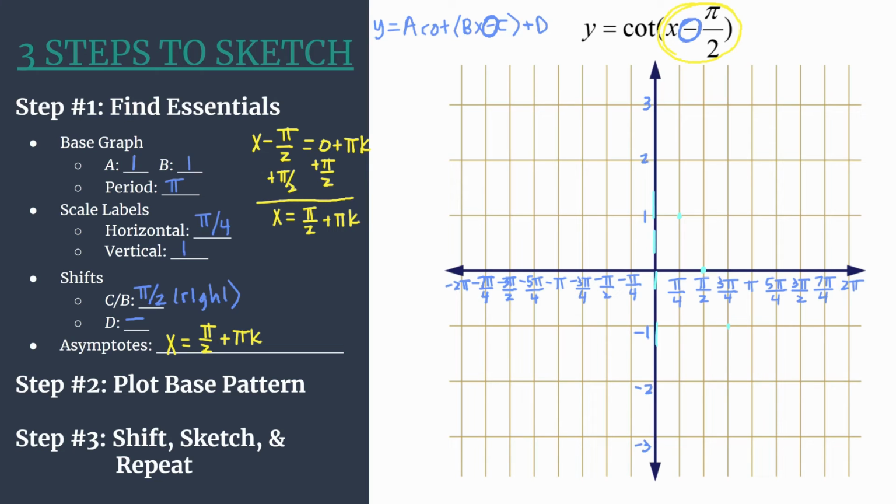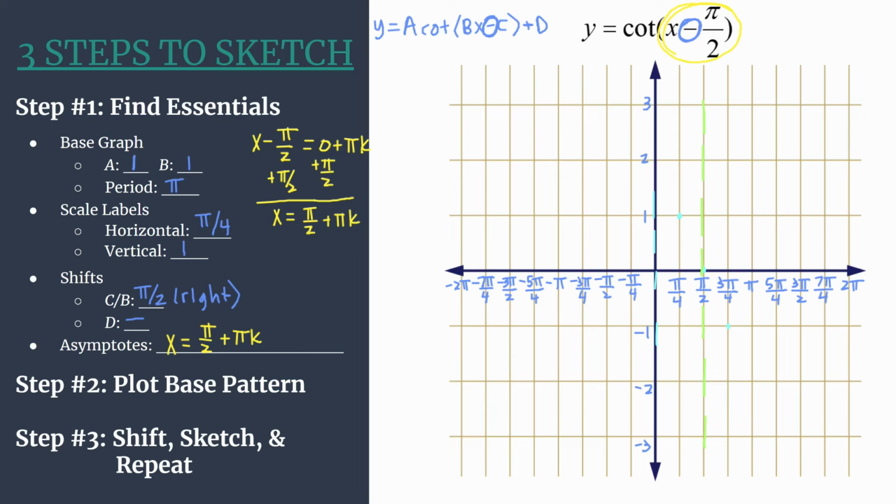All right, so for step 3, we shift, then we'll sketch in our curve and repeat. So take each of your points, including the asymptote, and all we're going to do is move everything right pi over 2 units, or right 2 horizontal tick marks. So starting with that vertical asymptote, move it right pi over 2. And this is our final graph. I'm marking it in green, so mark it darkly.